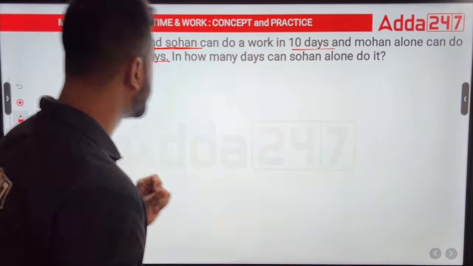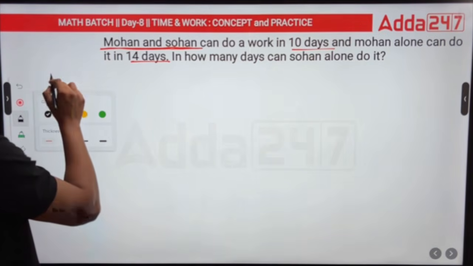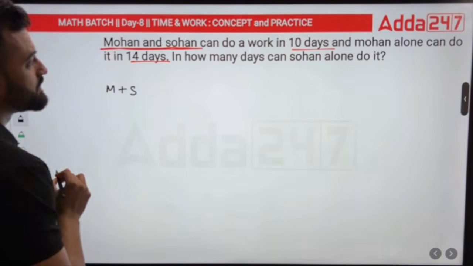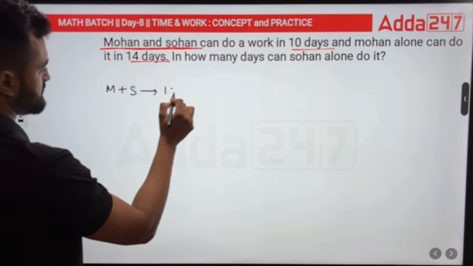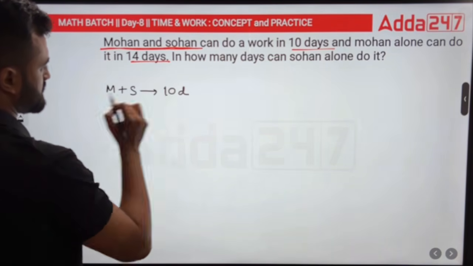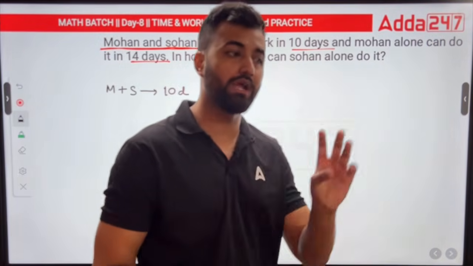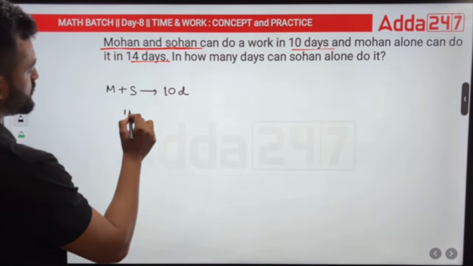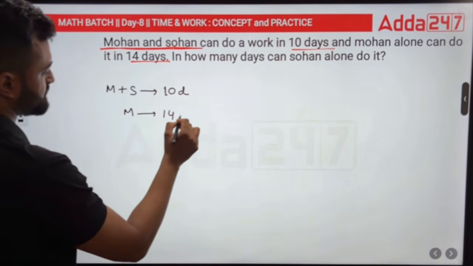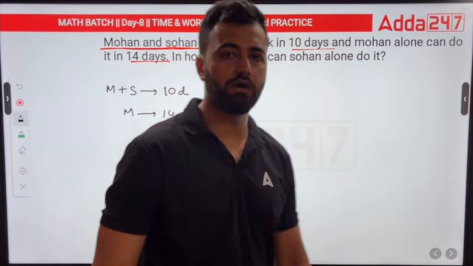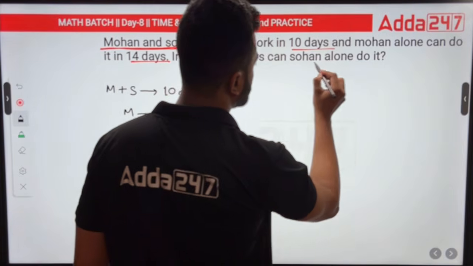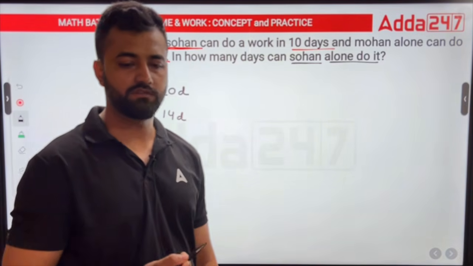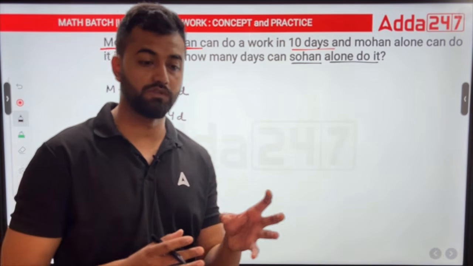Understood what's given? So I'll write down what's given. First things first, they have given that Mohan and Sohan can do a piece of work in 10 days. Mohan and Sohan means Mohan along with Sohan. And on the second stage they have given Mohan alone can do the work in 14 days. Now how many days can Sohan alone do it? That means I want to get Sohan's time. How much time does Sohan take if he works alone? This is what I want to get.